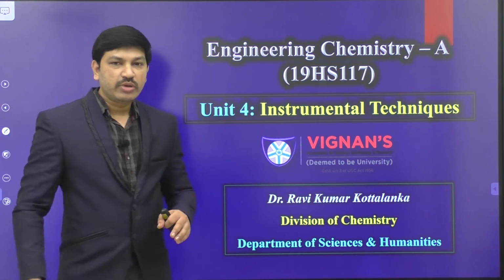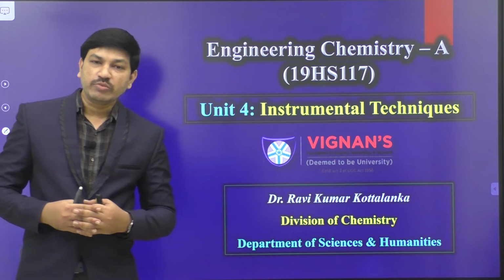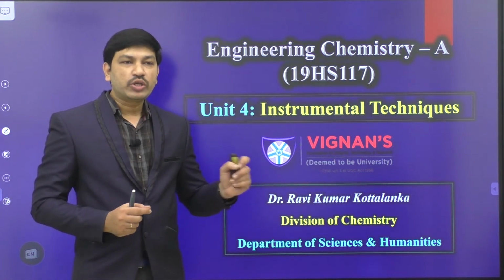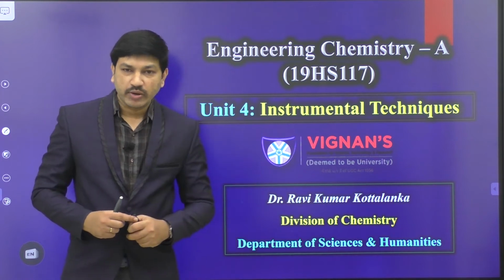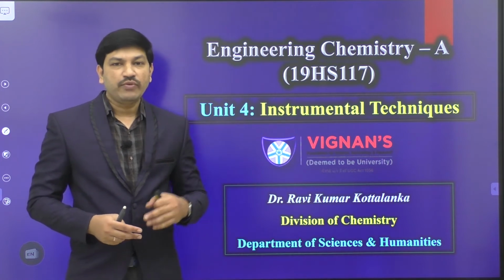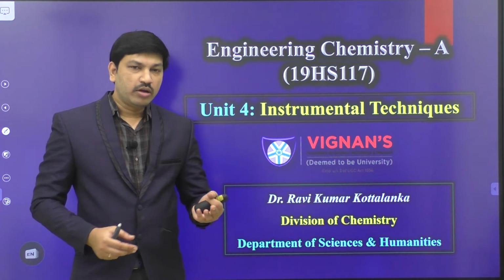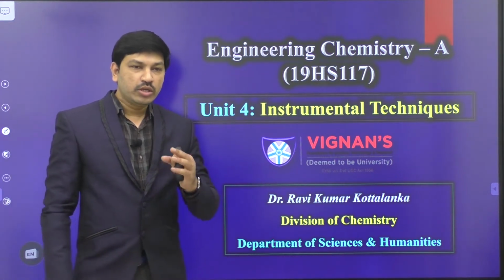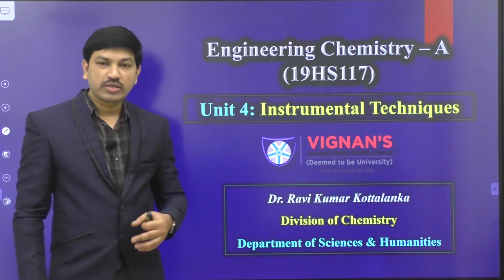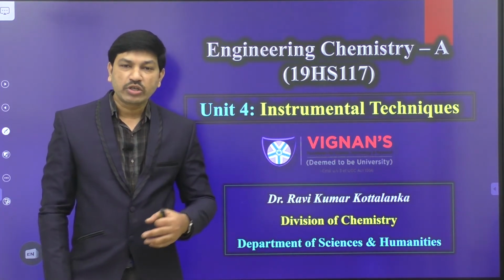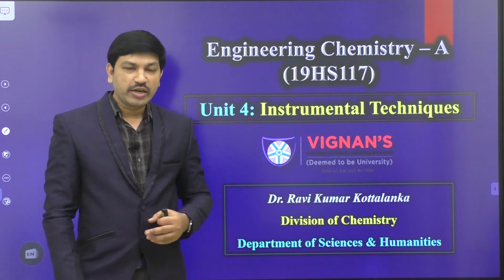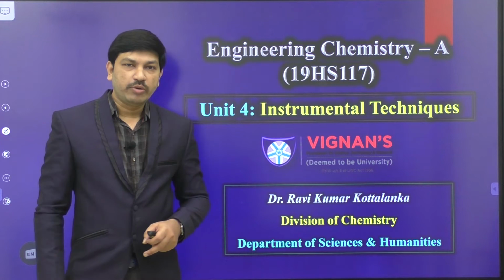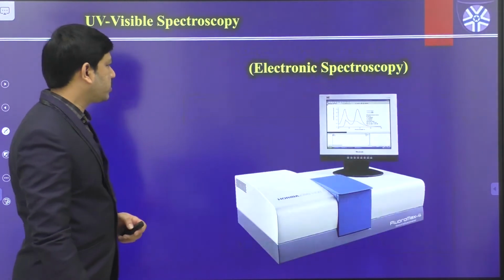In our syllabus we have two different instrumentation techniques. One is UV visible spectroscopy, also known as electronic spectroscopy. The other is the infrared spectroscopic technique. We have to complete these two topics in this unit. Today I am going to start with the first instrumentation technique, called UV visible spectroscopy. So let us start today's session.